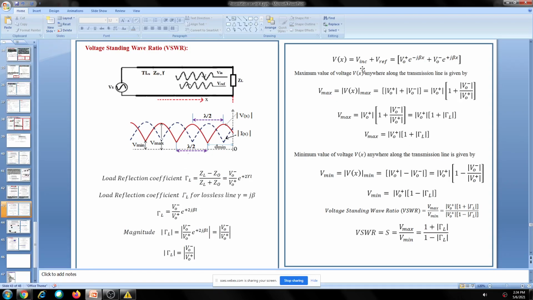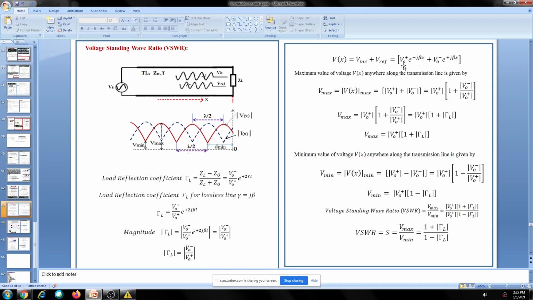V maxima means this and this must be in phase. So if you take the magnitude, V maximum, the maximum value of this is 1, and the maximum value of this is 1, and they must be in phase. In phase means plus 1 here, and here also plus 1. So the maximum value of this is 1 and the maximum value of this is 1.